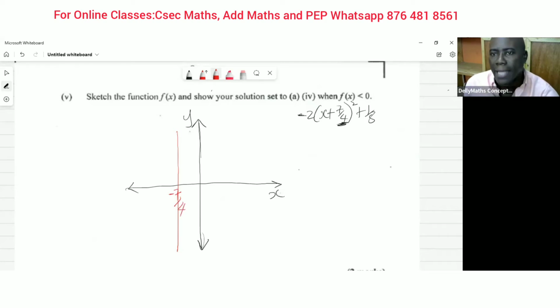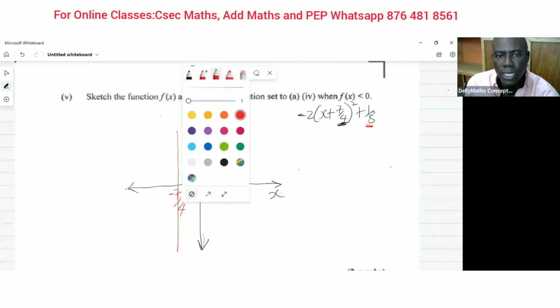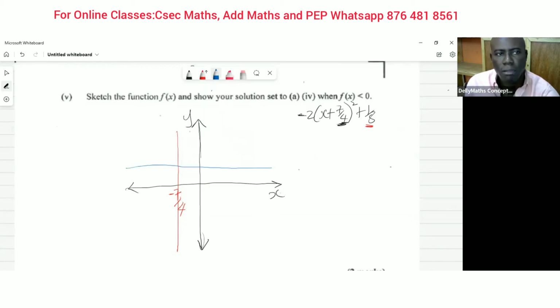And then my maximum is positive 1/8. So I'm going to let that be another line, my positive 1/8. Use a blue line. So it is somewhere here. Let me draw a better line. So it is somewhere there. So that's my positive 1/8 right here.